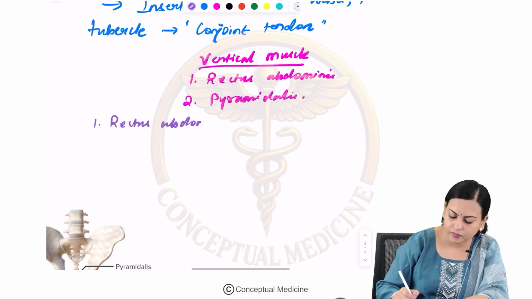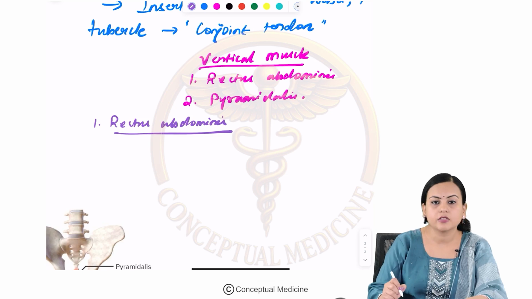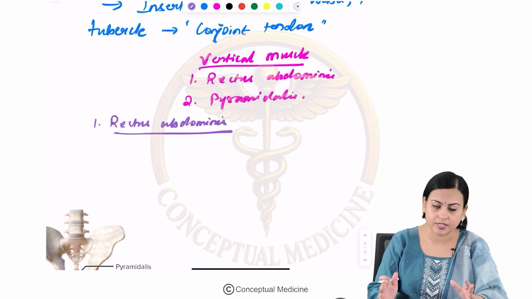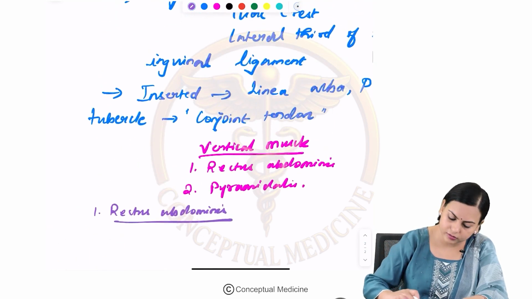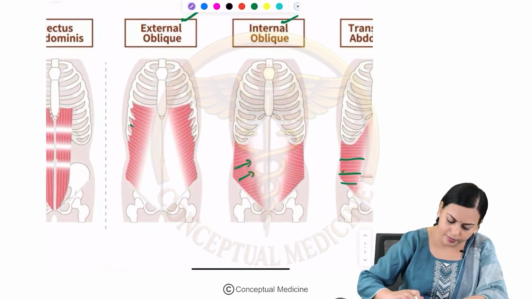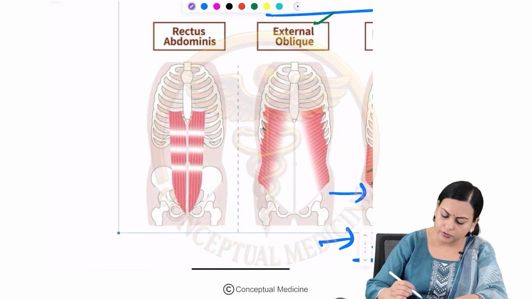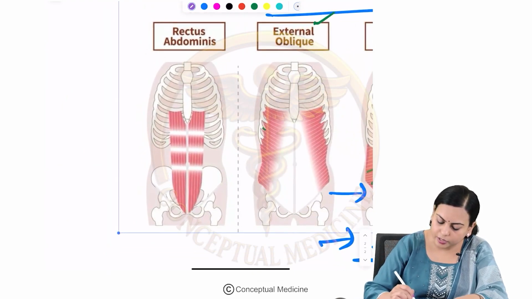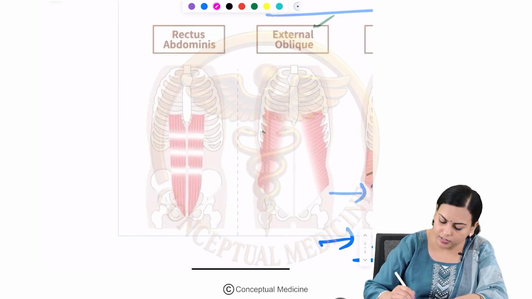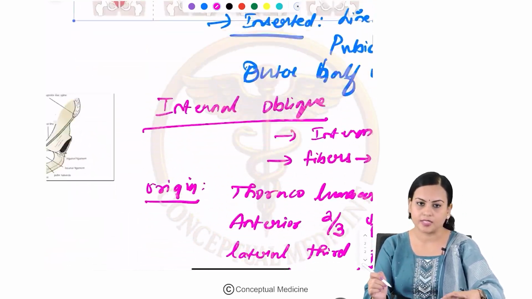This is the principal muscle in the vertical group, and you have 3 tendon inscriptions within each rectus abdominis. Like, if I show the picture, you will know. See, this is the picture of the rectus abdominis. So, you are able to see 3 tendon inscriptions. This is the first one. 3 tendon inscriptions are present within each muscle.